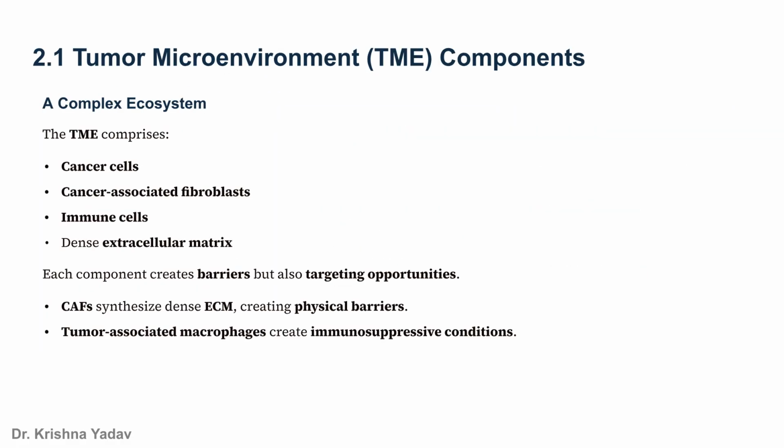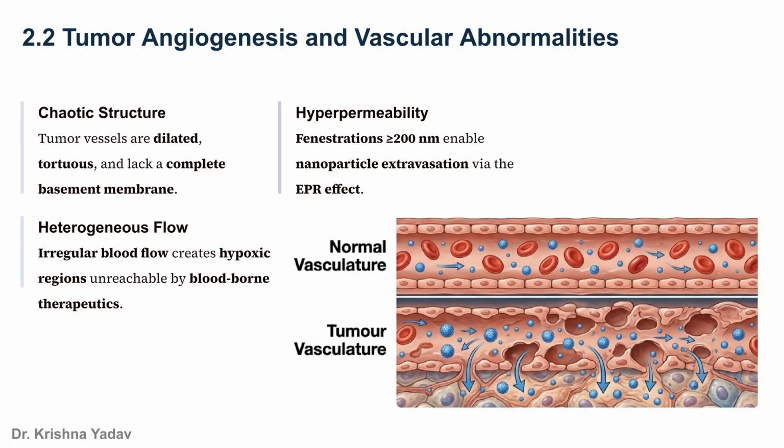The tumor microenvironment, TME, is a complex ecosystem including cancer cells, fibroblasts, immune cells, and dense extracellular matrix. Each component presents barriers, such as physical barriers from CAFs and immunosuppressive conditions from tumor-associated macrophages, but also targeting opportunities. Tumor angiogenesis results in chaotic, dilated, and tortuous vessels, lacking a complete basement membrane. Hyperpermeability allows for nanoparticle extravasation via the EPR effect. However, heterogeneous flow creates unreachable hypoxic regions, hindering therapeutics.